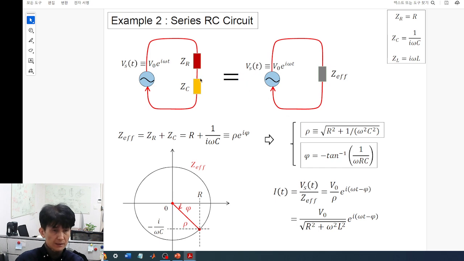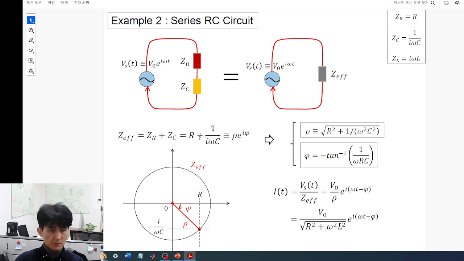Example 2 is when there is a resistor and capacitor. The same thing happens. We can consider this as a single element as they are connected in series. We just add these two, ZR plus ZC, as the effective Z as a single element. And ZC is 1 over i omega C. We just add these things and define that as rho exponential i phi. Here rho is the square root of R squared plus 1 over omega squared C squared.